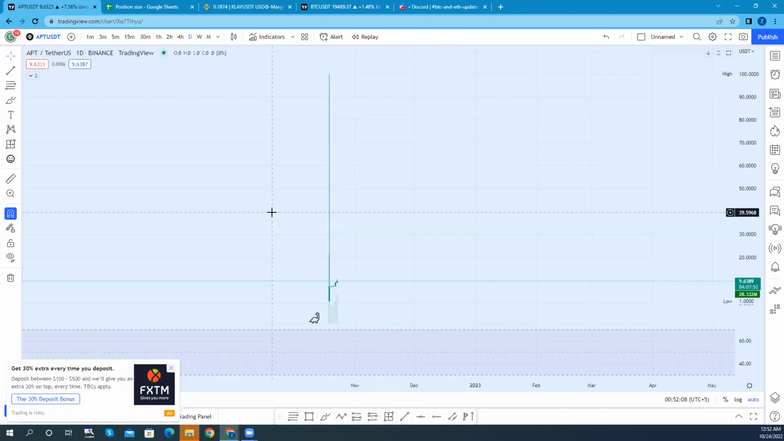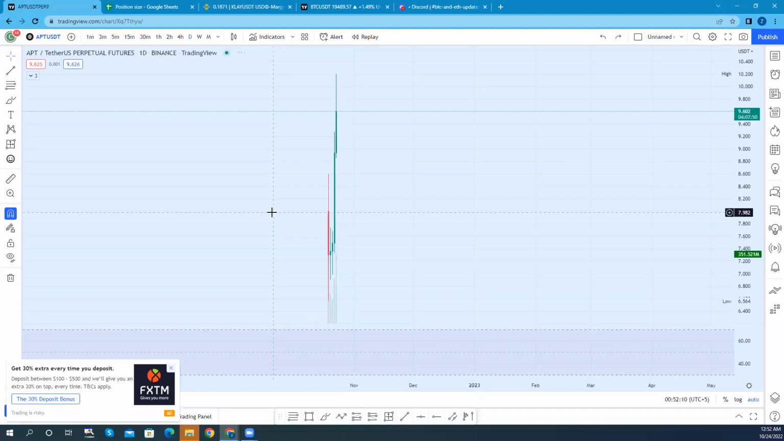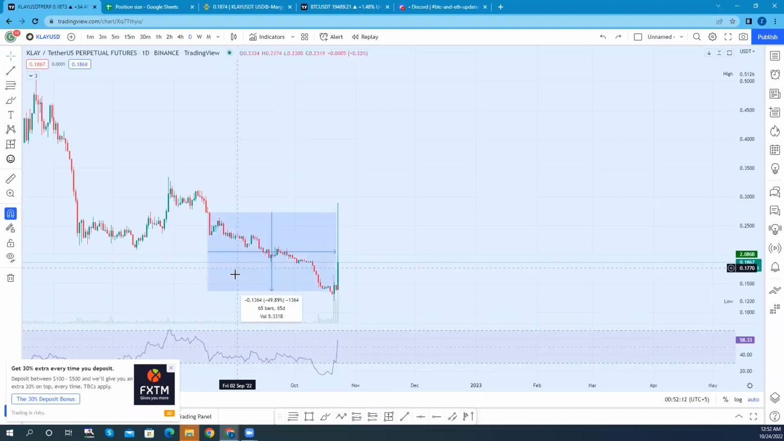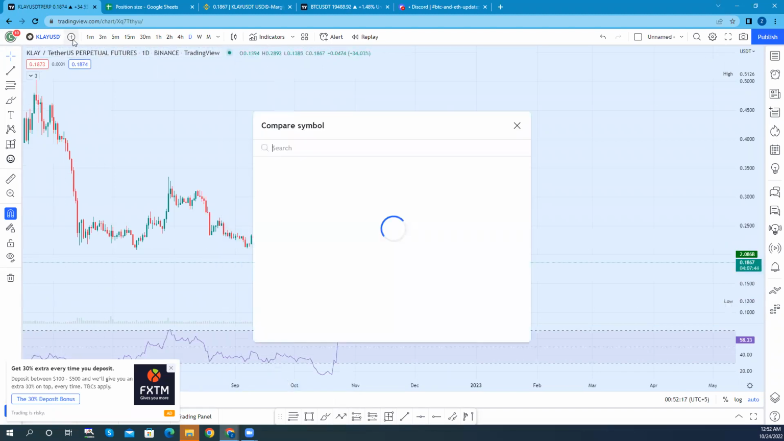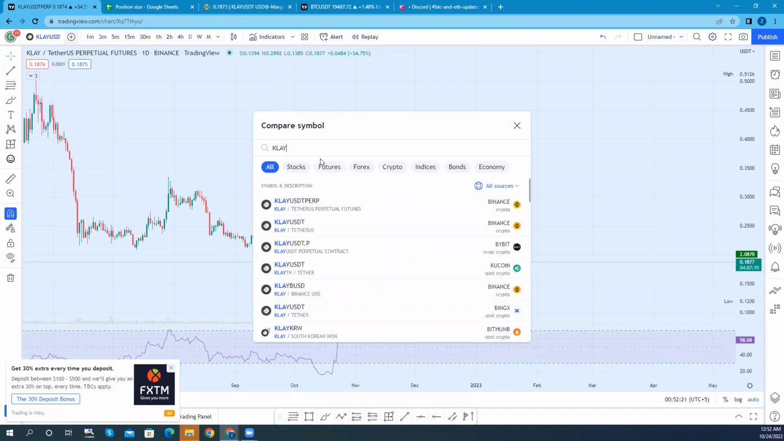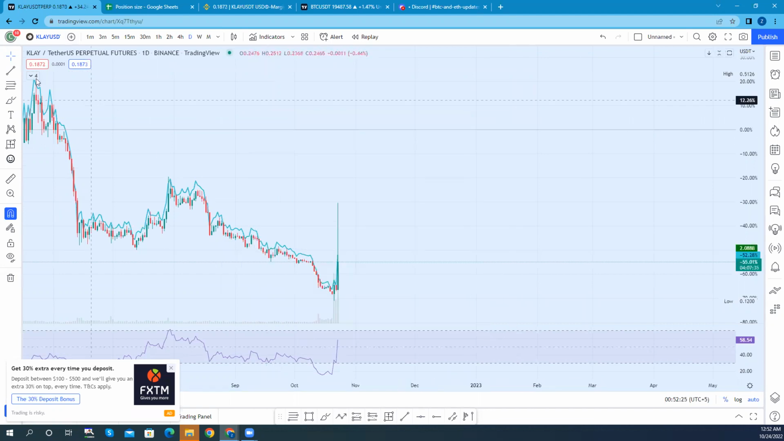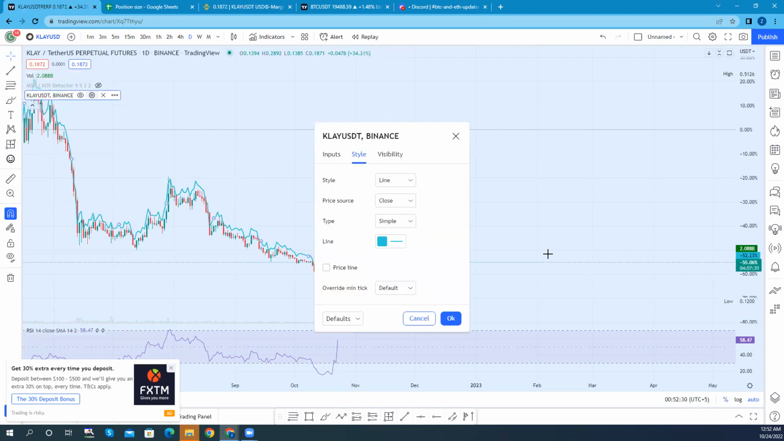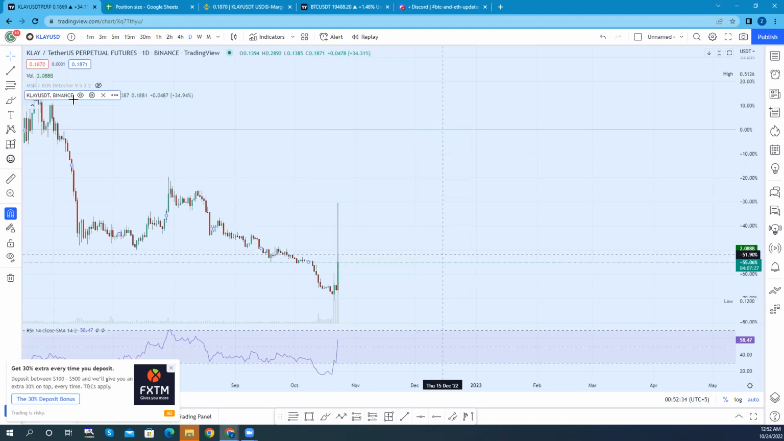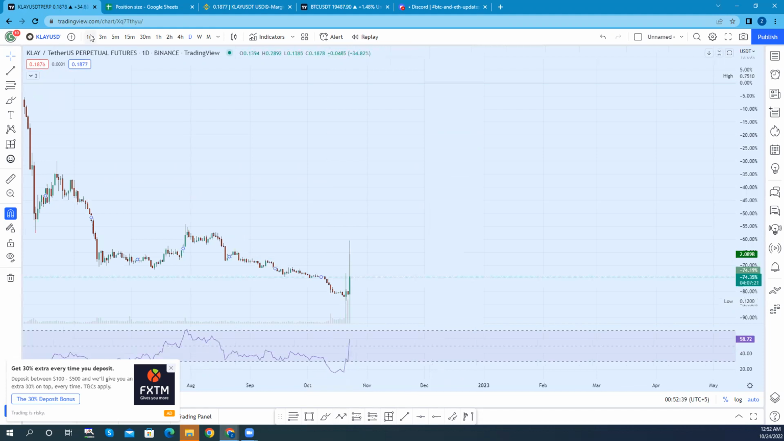Let me just open Clay here, just a second. Wait, this is Clay on perpetual. What you can do is you go here and add Clay on spot. Right now what I will do is go in this setting and change this into hollow candles. Now what you can see here is, not much difference. Let me go to 1 minute.